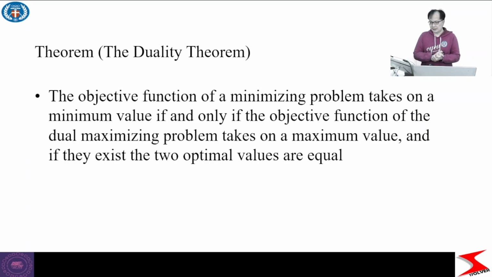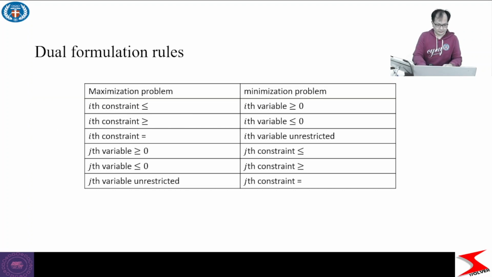So let me repeat the duality theorem. The objective function of the minimizing problem takes on a minimum value if and only if the objective function of the dual maximizing problem takes a maximum value, and they exist. The two optimum values are equal. Okay, so just to repeat again.